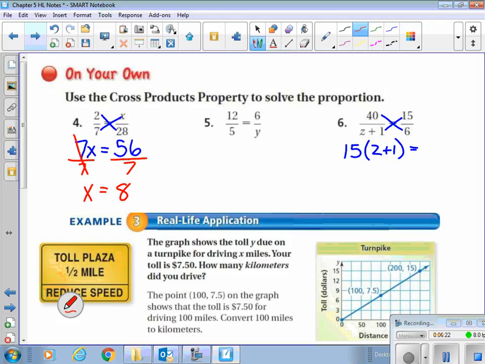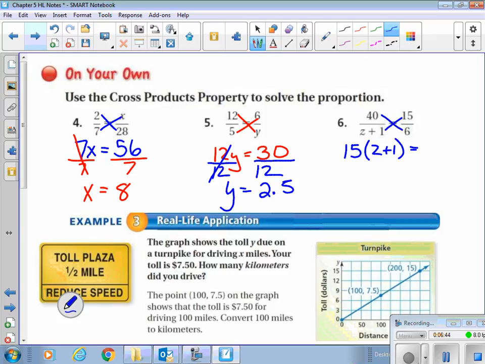In the second one, cross products, I've got 12y, and 5 times 6 would be 30. To get rid of 12 times y, I'm going to divide both sides by 12. 12 divided by 12 leaves me with y, and 30 divided by 12 leaves me with 2 and 5/10.